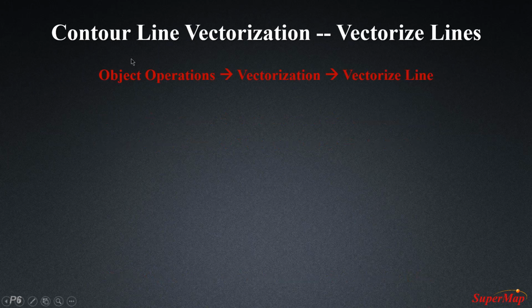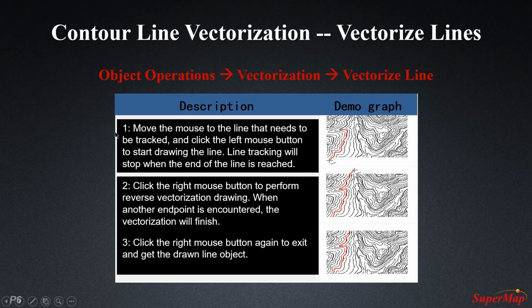So let's talk about vectorizing lines. These are the steps in vectorizing lines. We go under the Object Operations ribbon, we go to Vectorization, and then we choose Vectorize Line. We're going to start off by moving the mouse to the line that needs to be tracked, and we are going to select it to start drawing the line. The process of line tracking will stop when the end of the line is reached, as seen over here in the demo graph. Second, we are going to right-click to perform reverse vectorization drawing. When another endpoint is reached, the vectorization will finish. Finally, we click the right mouse button again to exit and get the drawn line object.